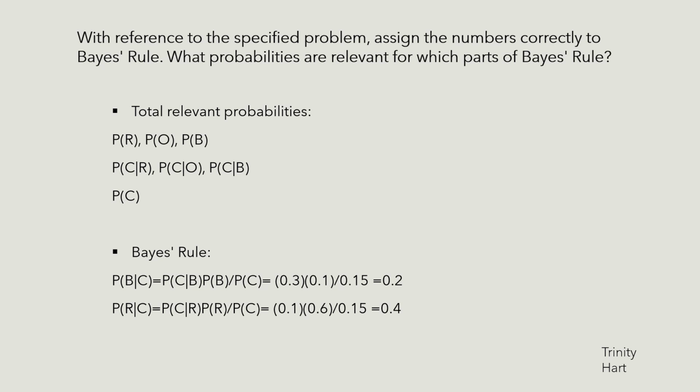With that, we also have to find the probability that she was assigned red given a crash. This comes out to 0.1 times 0.6 divided by 0.15, which equals 0.4. That being said, there's a 20% chance that she was using blue and a 40% chance that she was using red. Presented by Trinity Hart.